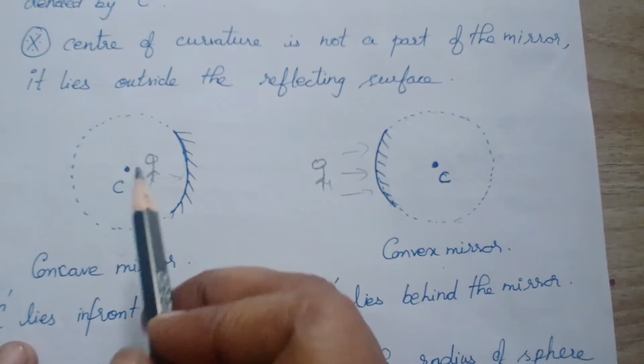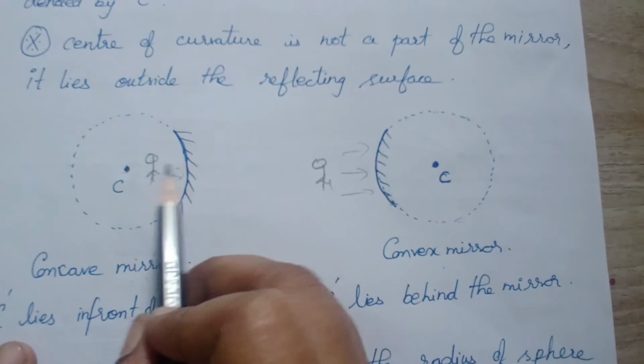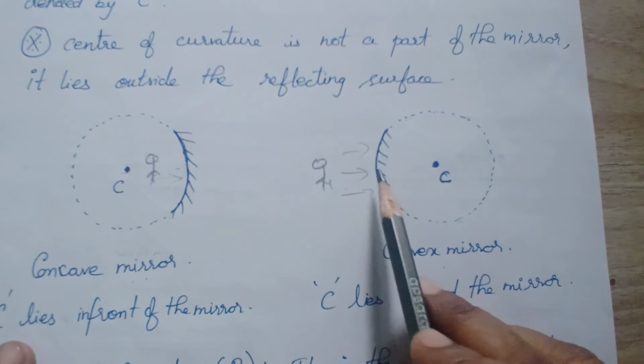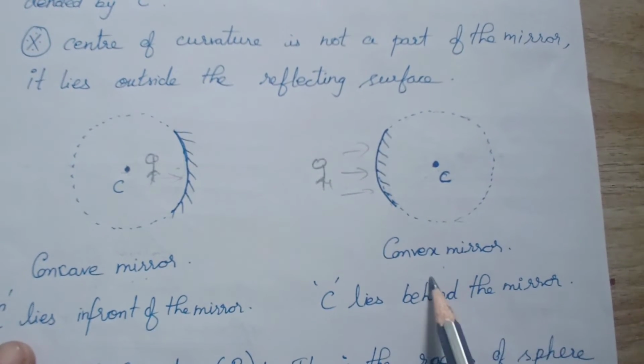C lies in front of the mirror. So in front of the mirror, C, that is the center of curvature, lies in front of the mirror. Look at here. C lies behind the mirror, in case of convex mirror.